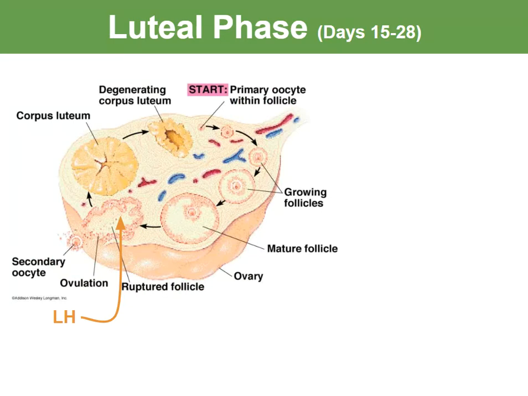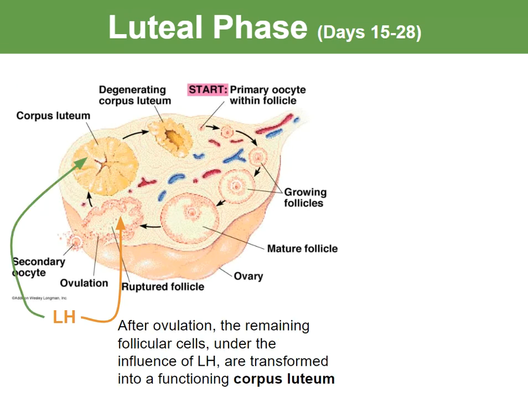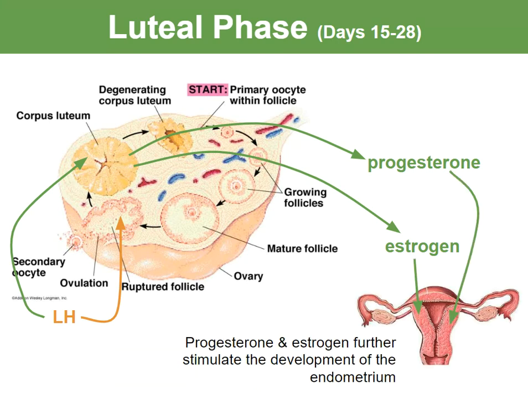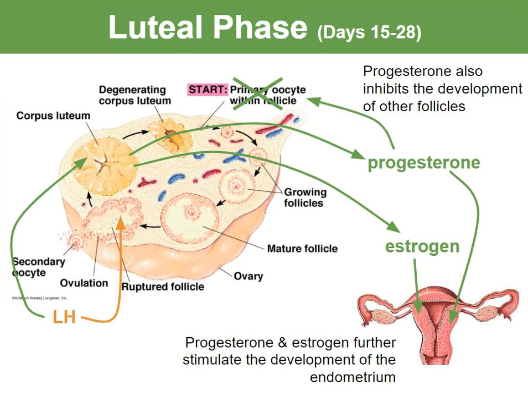So in the last phase, we had LH causing ovulation. In the luteal phase, the LH continues to act on the remaining follicle cells and it transforms them into a functioning corpus luteum. And what this corpus luteum starts to do is secrete progesterone, which hasn't been secreted yet, and some more estrogen. And progesterone and estrogen continue to stimulate the development of the endometrium. Progesterone also acts in a negative fashion to inhibit the development of other follicles.